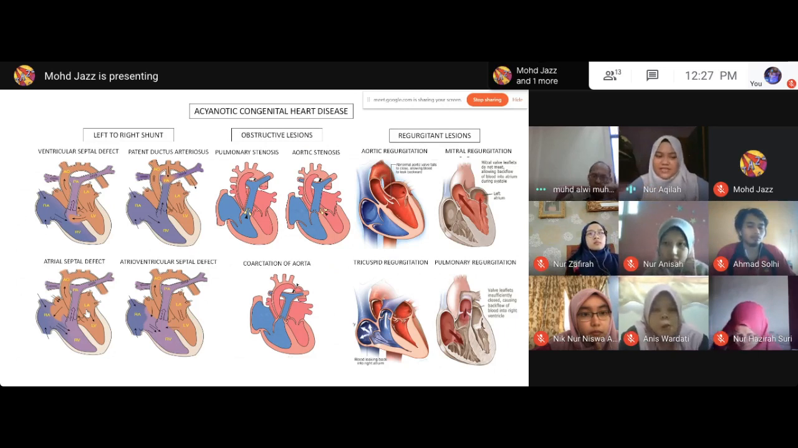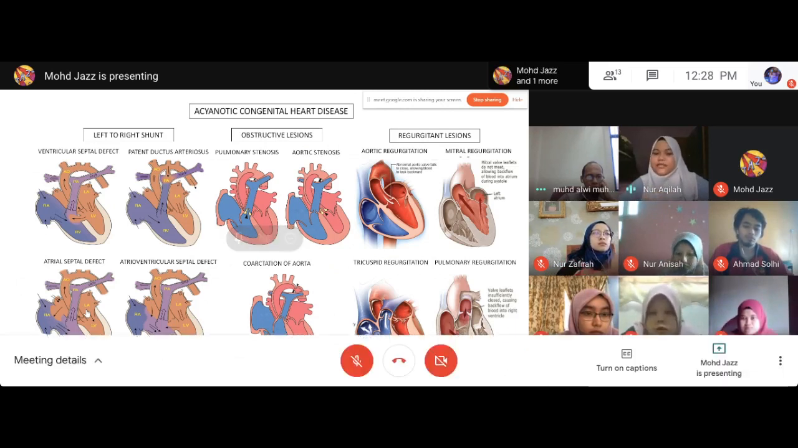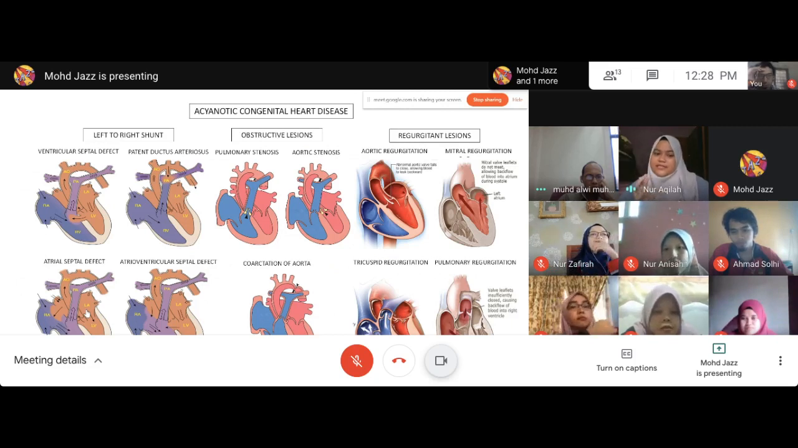And the third one is sinus venosus defect, in which the defect will be at the area, at the junction of entrance between the superior vena cava or inferior vena cava into the right atrium. The defect will be there at the junction. And fourth is the coronary sinus defect, in which the defect occurs at the coronary sinus, and this is the most rare type of ASD.